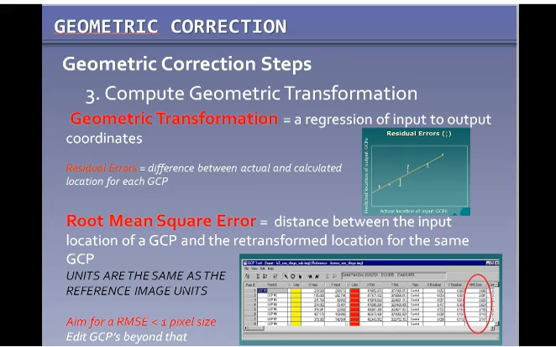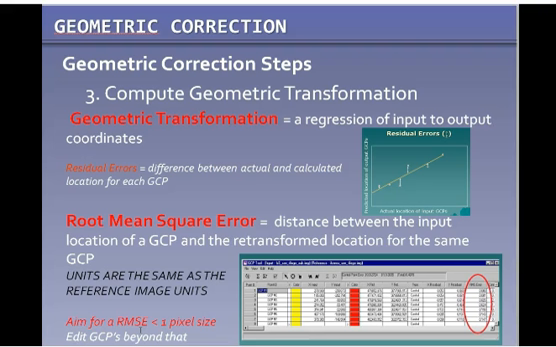So if we have our reference or our map that we're using to correct our image, and that's in meters, well, then this is telling us how many meters we are off in the X direction and how many meters we are off in the Y direction. And our goal, really, what would be a good or an accurate geocorrection would be if your root mean square error is below 1 pixel.